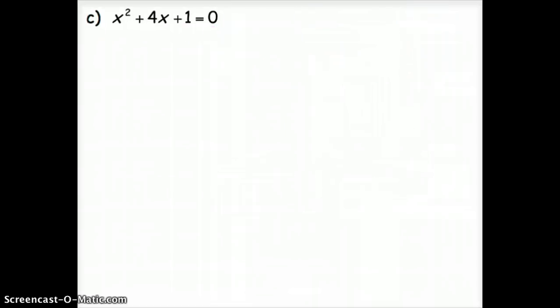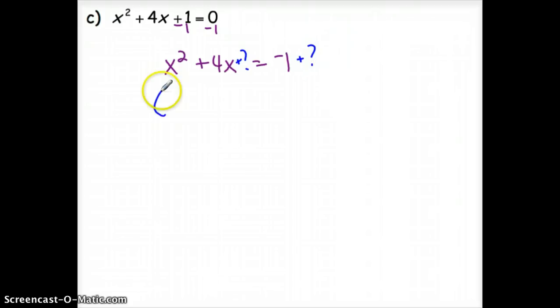x squared plus 4x plus 1 equals 0. This one's going to be more challenging just because of the nature of the numbers. So I'm subtracting 1 first, just because that's a strategy and a lot of people like that better. So we can look for our missing term, whatever it would be. Okay, so we know to get that plus 4, it's going to be (x plus 2) squared.